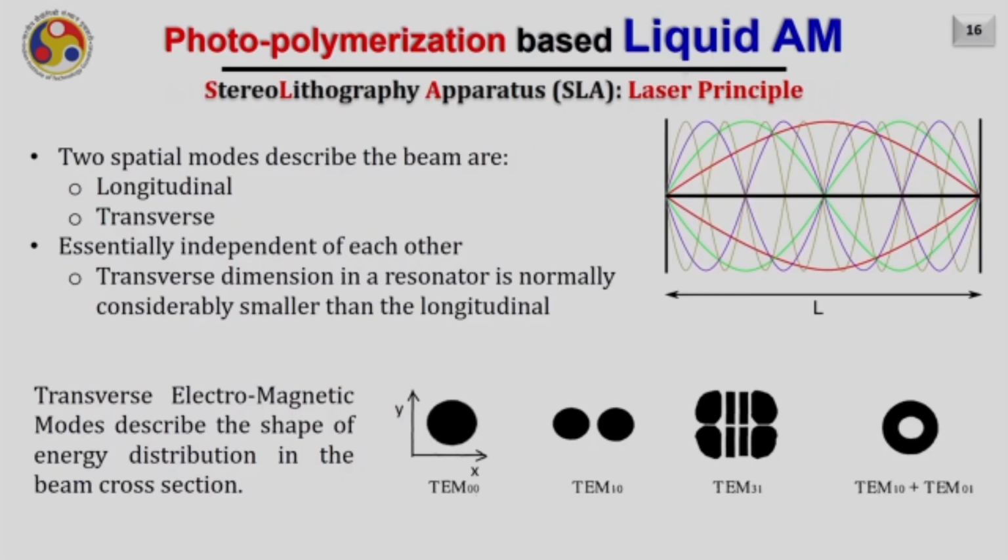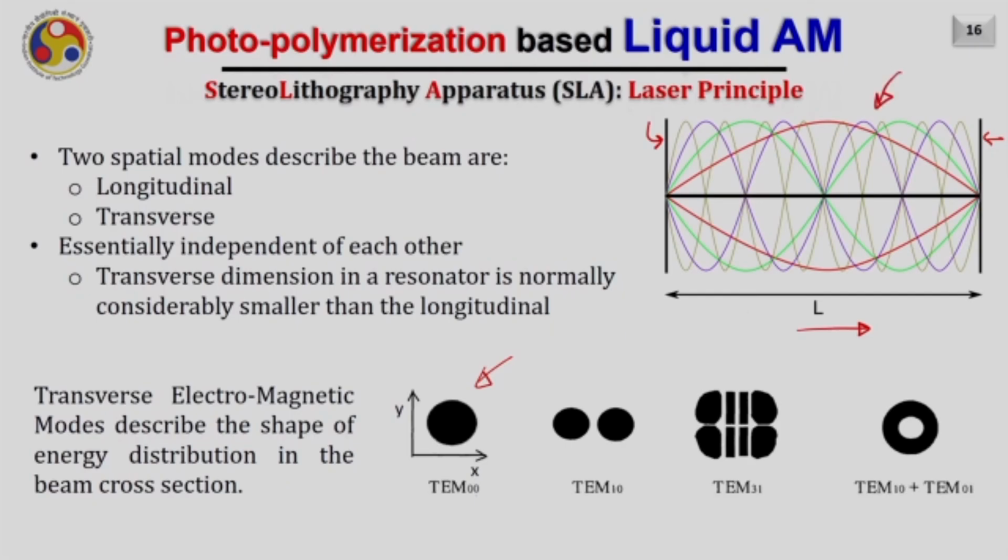Now let us discuss a little bit about the two types of modes in the laser. As this is mirror 1 and this is mirror 2, the light can form different modes inside the cavity. This particular one is called the longitudinal mode, and if I cut the beam and look at its cross section, what we are seeing there is called the transverse mode. Essentially, they are both independent of each other. The transverse dimension in the resonator is normally considerably smaller than the longitudinal one.